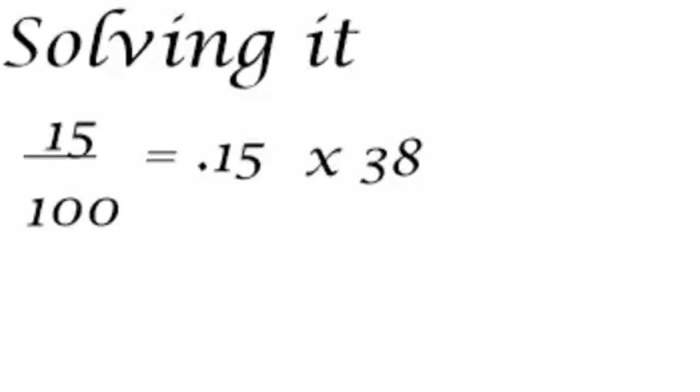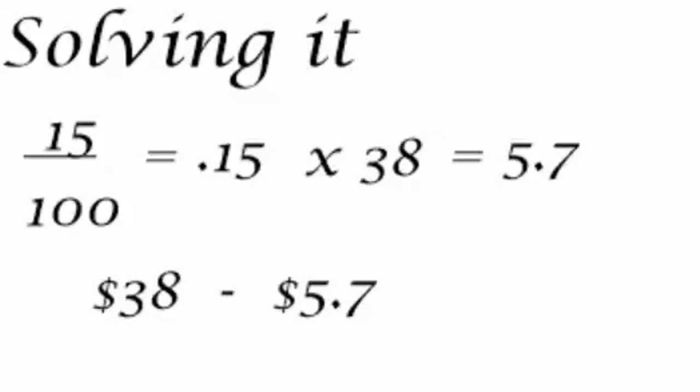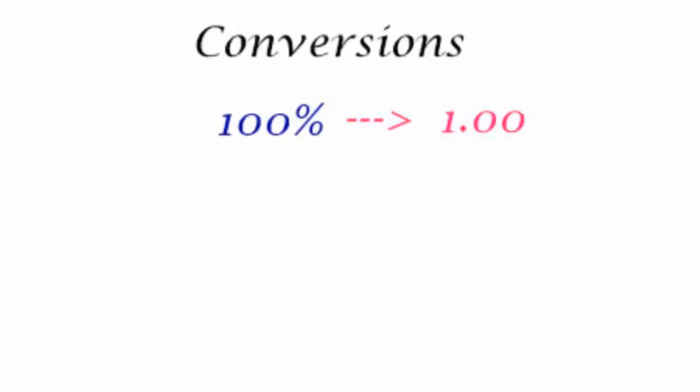We take that 0.15 and then we'll multiply it by the original price of the item, 38, and we get 5.7, or $5.70. So we take how much we will save, subtract it from the 38, and we will get our final price, $32.30. Before we look at further examples, let's talk about converting percents.